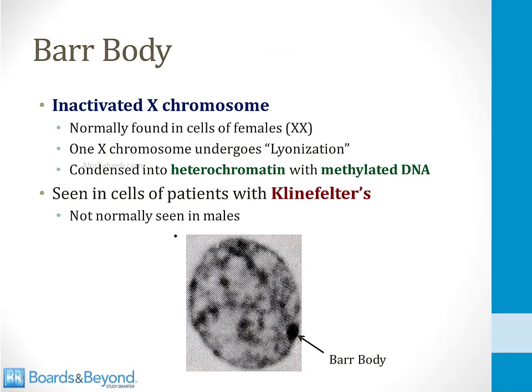For the USMLE Step 1 exam, it's high yield to know that patients with Klinefelter syndrome can have a Barr body found in the nucleus of their cells. A Barr body is an inactivated X chromosome. It's normally found only in the cells of females.